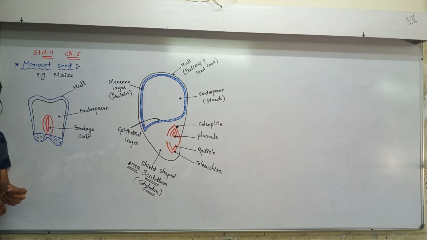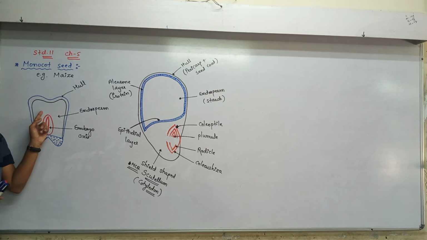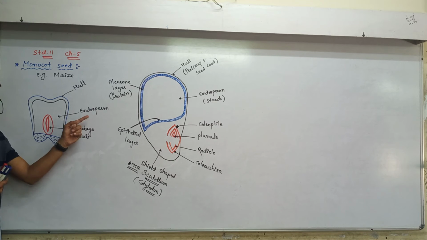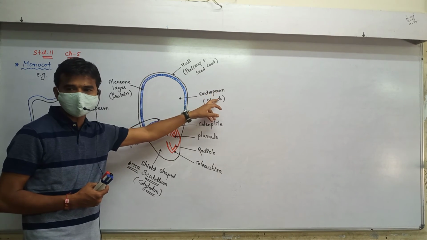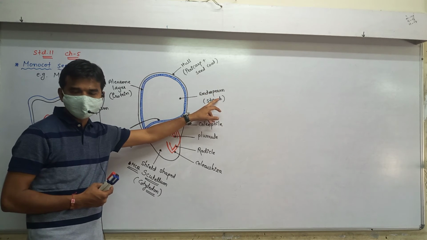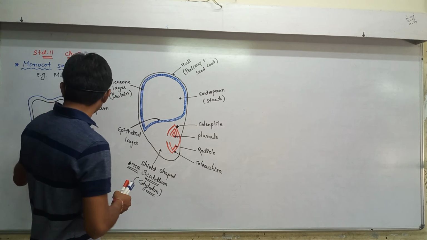As you know, the seed is connected to the fruit. At the narrow part the embryo is present, and surrounding the embryo is the main edible portion of the maize seed, which becomes sweet in taste. This is known as endosperm, and this endosperm is sweet in taste due to starch. Now let's see this in detail.